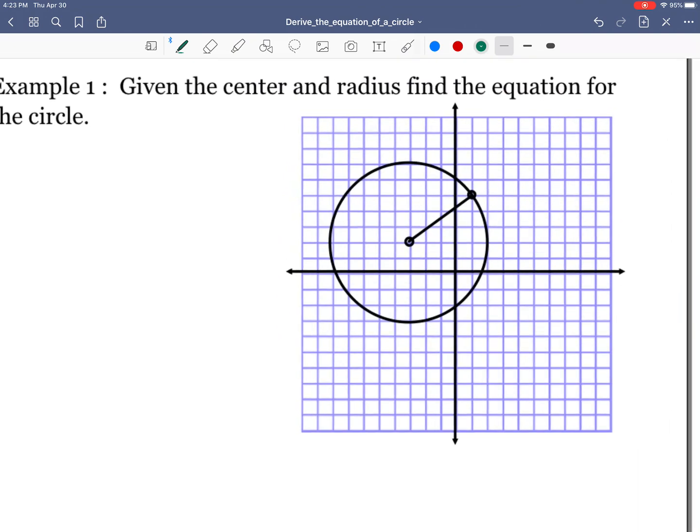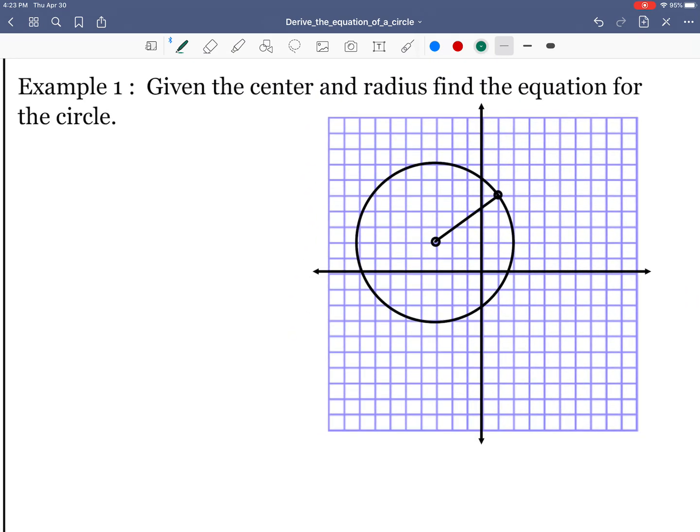All right, I'm going to walk you through this one, and then the next one I'm going to have you do as your formative example for this. Given the center and a radius, find the equation for the circle. Well, our center is located at (-3, 2). This point is at (1, 5). And the problem right now is I don't have my radius. So I'm going to use the distance formula or Pythagorean theorem to get my radius. I really need to find that radius length.